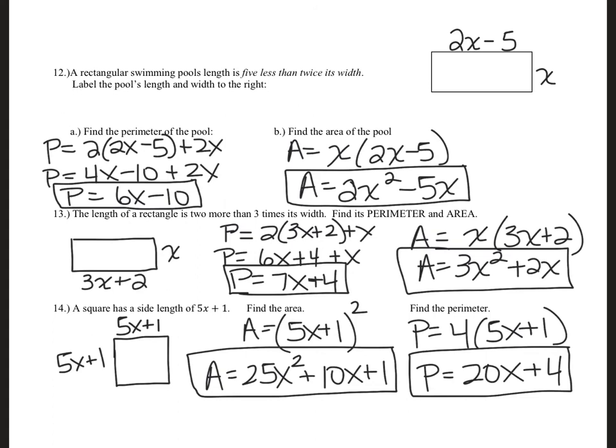Again, I want to point out for number 14, because it's a square, when you find the area of that, because that's a binomial, that's a special product. So you do have a middle term there. You can just write out 5x plus 1 times 5x plus 1 and go through FOIL completely to see that you do have a middle term of 10x.